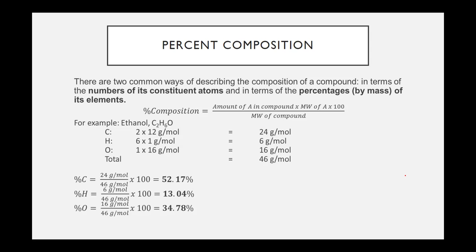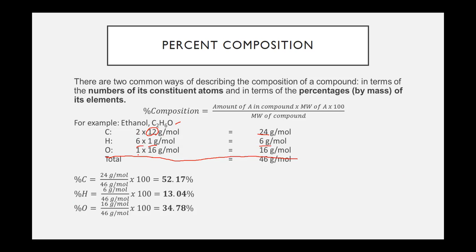So for an example here, we have ethanol. So kanyang molecular formula is C2H6O. So first, we have to get the molecular weight of the whole compound. Dahil ang ginagawa natin kanina, 2 times 12, since ito yung molecular weight ng carbon, 24. Hydrogen, 6 times 1 grams.